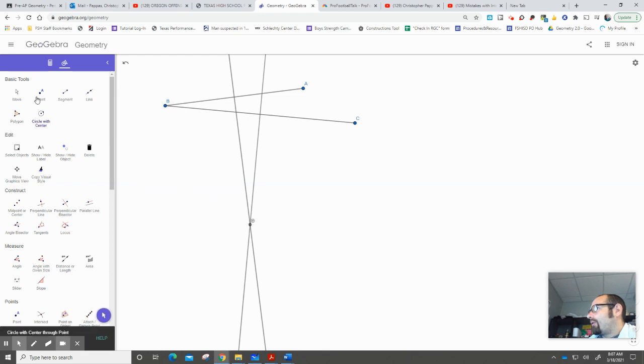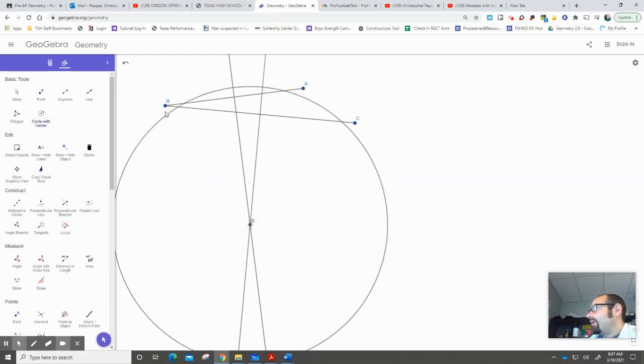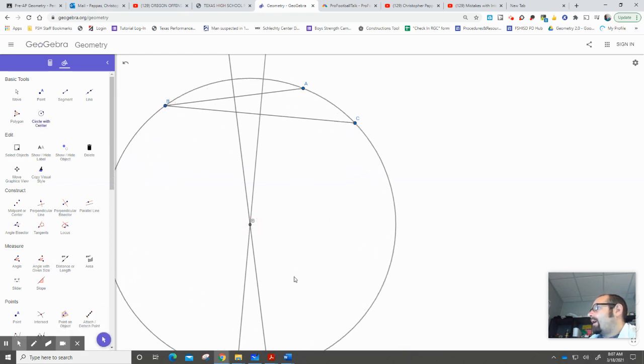And so if we do a circle with the center from D to there, that's the center of a circle that encompasses points A, B, and C using the perpendicular bisectors there. So that kind of takes care of that whole thing.